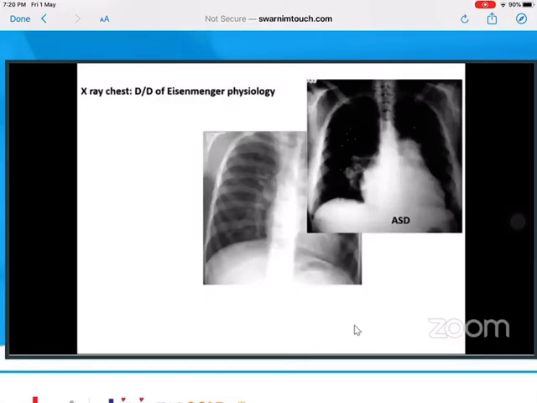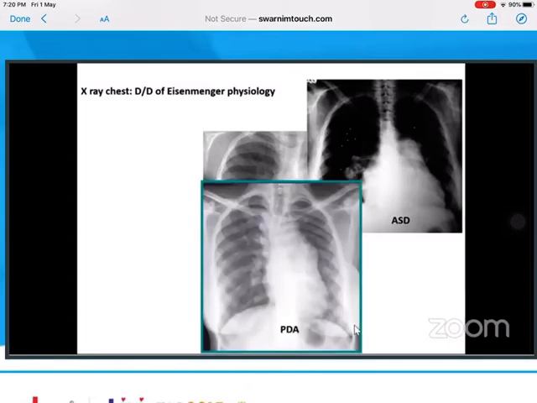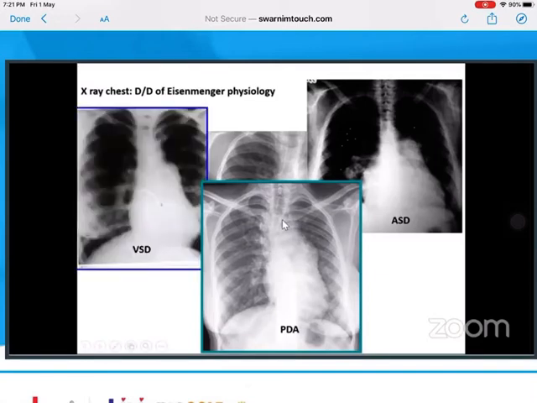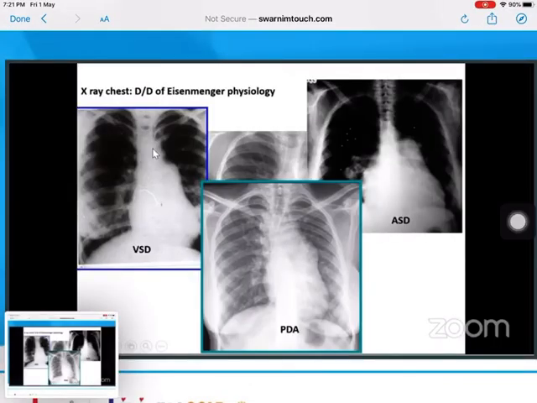For example, in ASD Eisenmenger, you will have cardiomegaly and you will have right atrial enlargement as shown over here. In a PDA, you will have a very prominent pulmonary artery segment, but in addition, the aorta will also be prominent because the PDA is over here. So the aorta also tends to be prominent. And in a VSD, you may get some amount of left ventricle and left atrial dilatation, but there's no right atrial dilatation, no aortic dilatation.